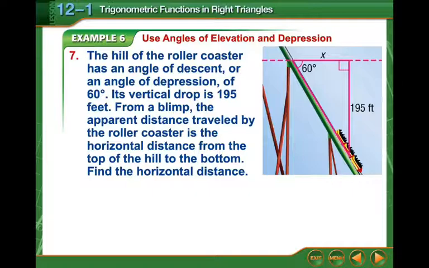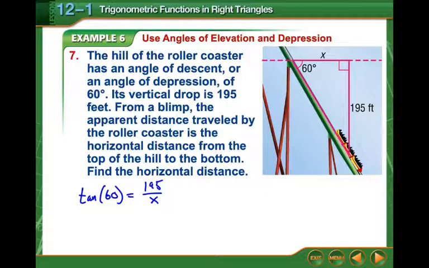So again, we're finding x at the top of our picture. So that is the other leg of our triangle. So we are going to use tangent. This time it's 60 degrees, and that's equal to 195 over x. Now, we need to remember back to our little sheet about our 30, 60, 90 right triangles.